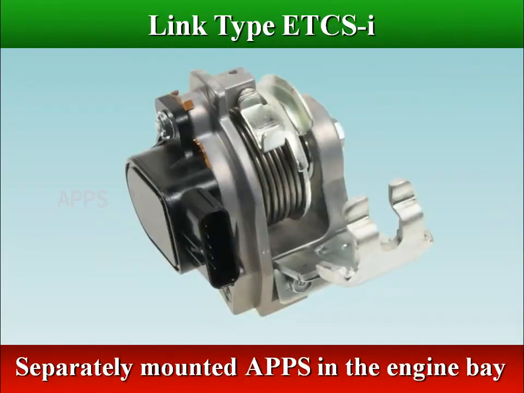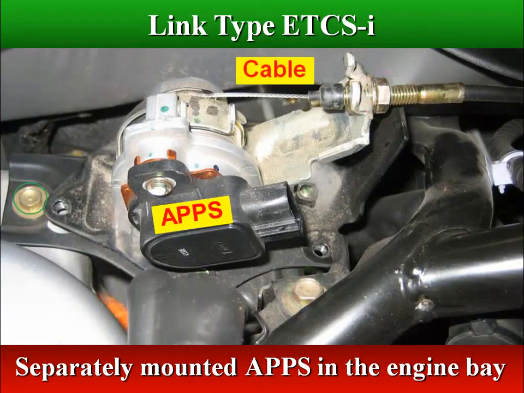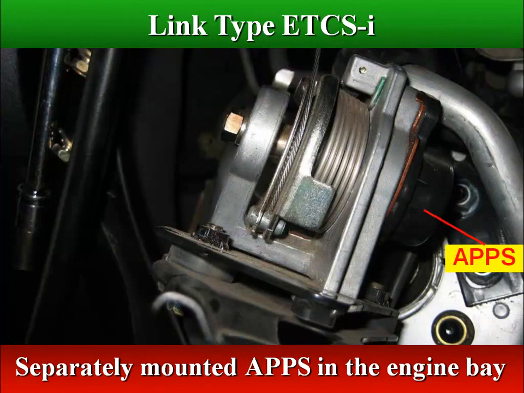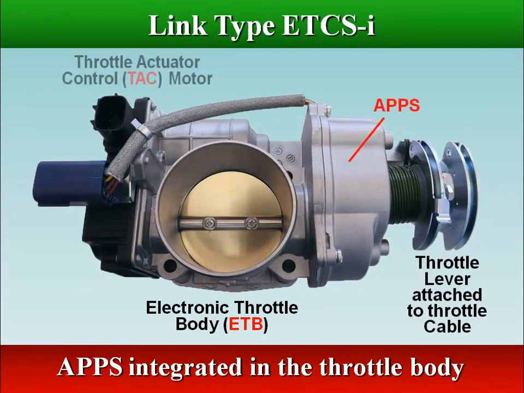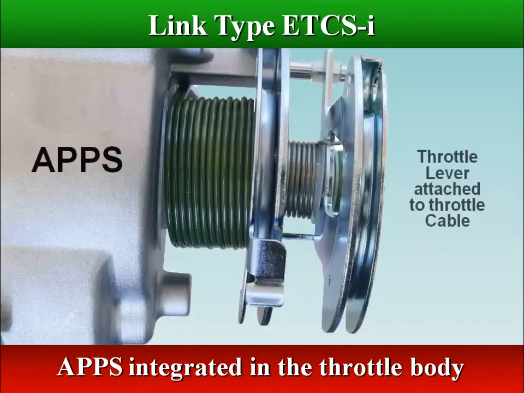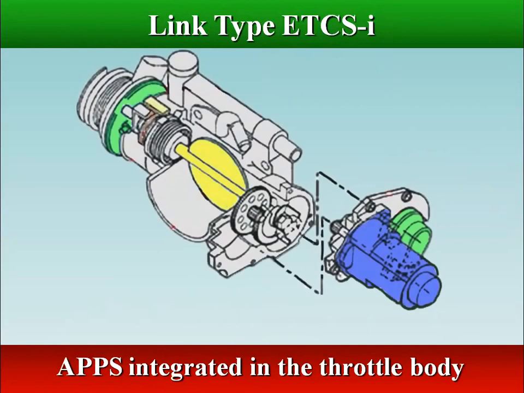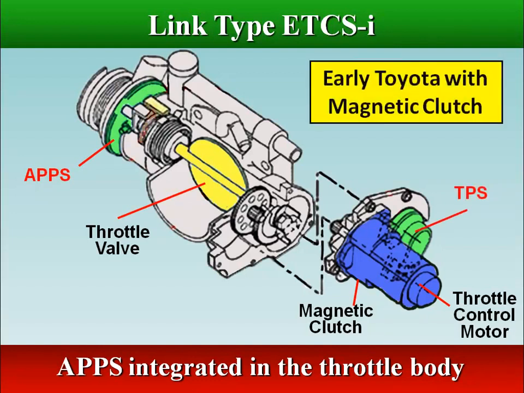The accelerator pedal position sensor has been mounted in the engine bay and is manually operated by the cable. The accelerator pedal position sensor, which is mounted on the throttle body, is integrated with the throttle lever. The throttle lever is connected by cable to the accelerator pedal. Depending on the vehicle make, these throttle body types may incorporate a magnetic clutch to connect the throttle control motor with the throttle valve.